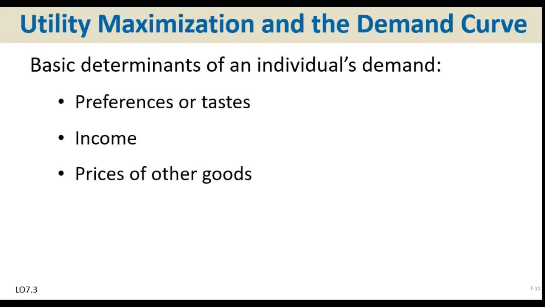It's very important to understand the utility maximizing concept, the utility maximizing rule, right? By understanding that, it makes it easier to see why prices and quantity demanded are inversely related.